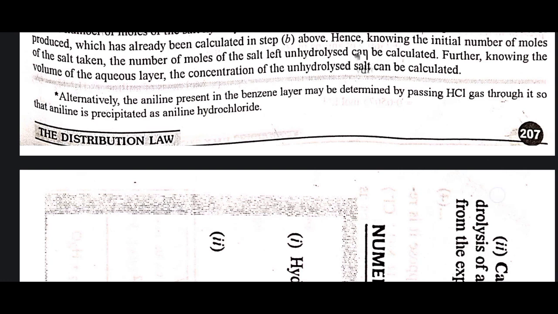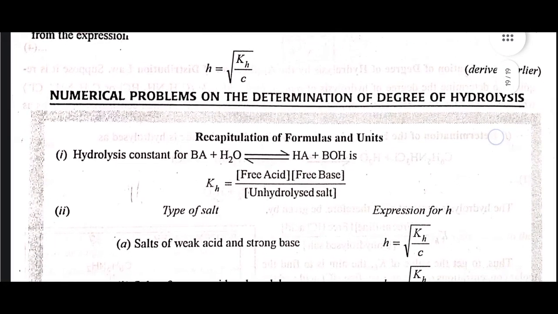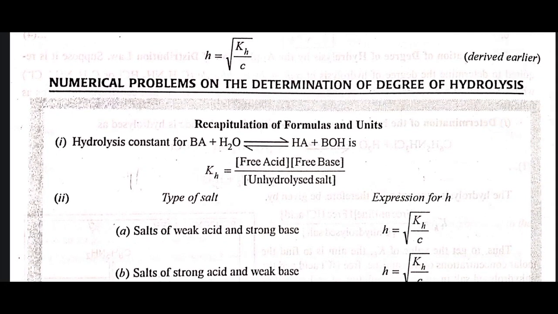Second, calculation of the degree of hydrolysis. Knowing the hydrolysis constant Kh, the degree of hydrolysis of a solution of aniline hydrochloride having concentration C moles per liter can be calculated directly from the expression h is equal to under root Kh upon C, derived earlier. Numerical problems on the determination of degree of hydrolysis.